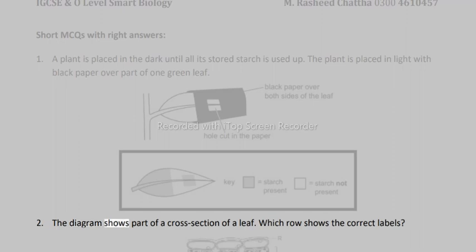2. The diagram shows part of a cross-section of a leaf. Which row shows the correct labels?